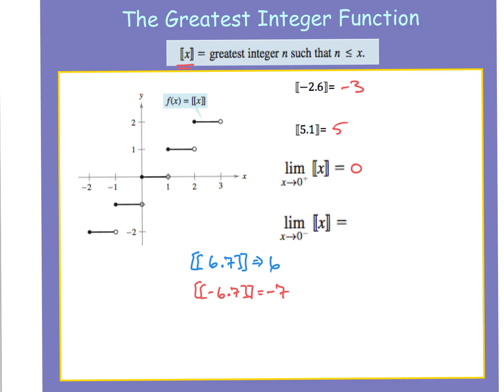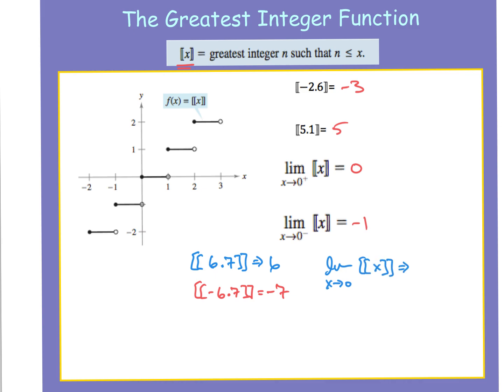However, let's go from the left. If I go from the left, what do I think of? Like negative 0.001, right? And so what's it in between then? Negative 1 and 0. What step is it still on? Negative 1.